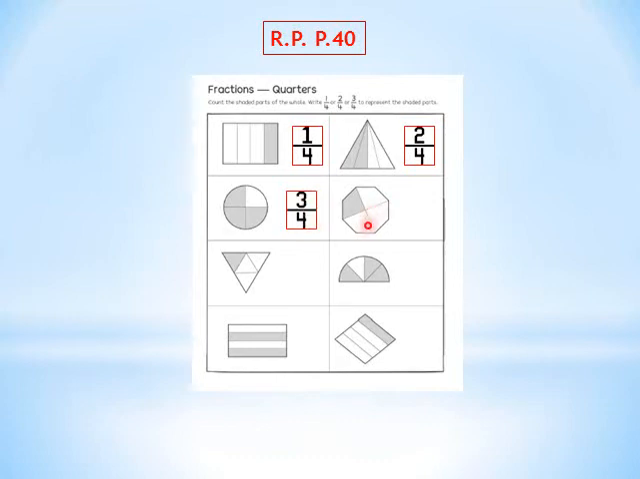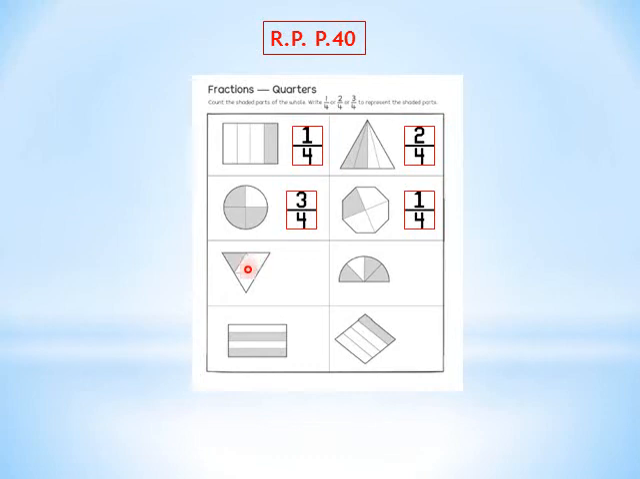Let's go to the next shape. I have 1 shaded part, so I put 1 at the top. What is the total number of parts, all the parts together? 1, 2, 3, 4. So I put 4 at the bottom. It is 1 over 4 or 1 quarter.